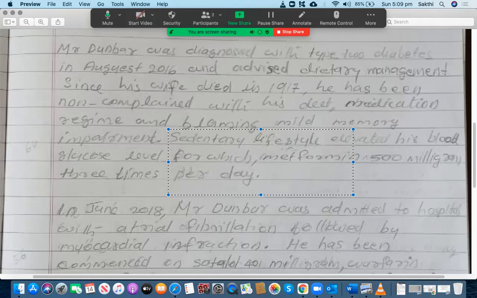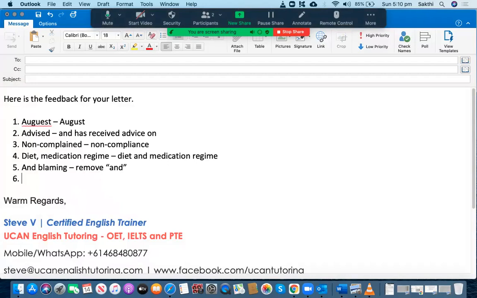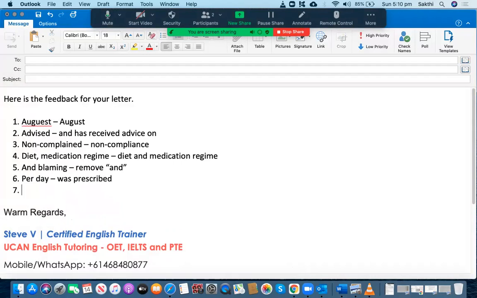So you are saying sedentary lifestyle elevated his blood glucose level. That's good. For which he is taking this medication. You have to say he is taking, isn't it? Otherwise, what you should have done is, for which metformin 500 milligram 3 times per day was prescribed. Am I right? Okay. So you should have mentioned per day after that, and you should have added this one, was prescribed. Okay.